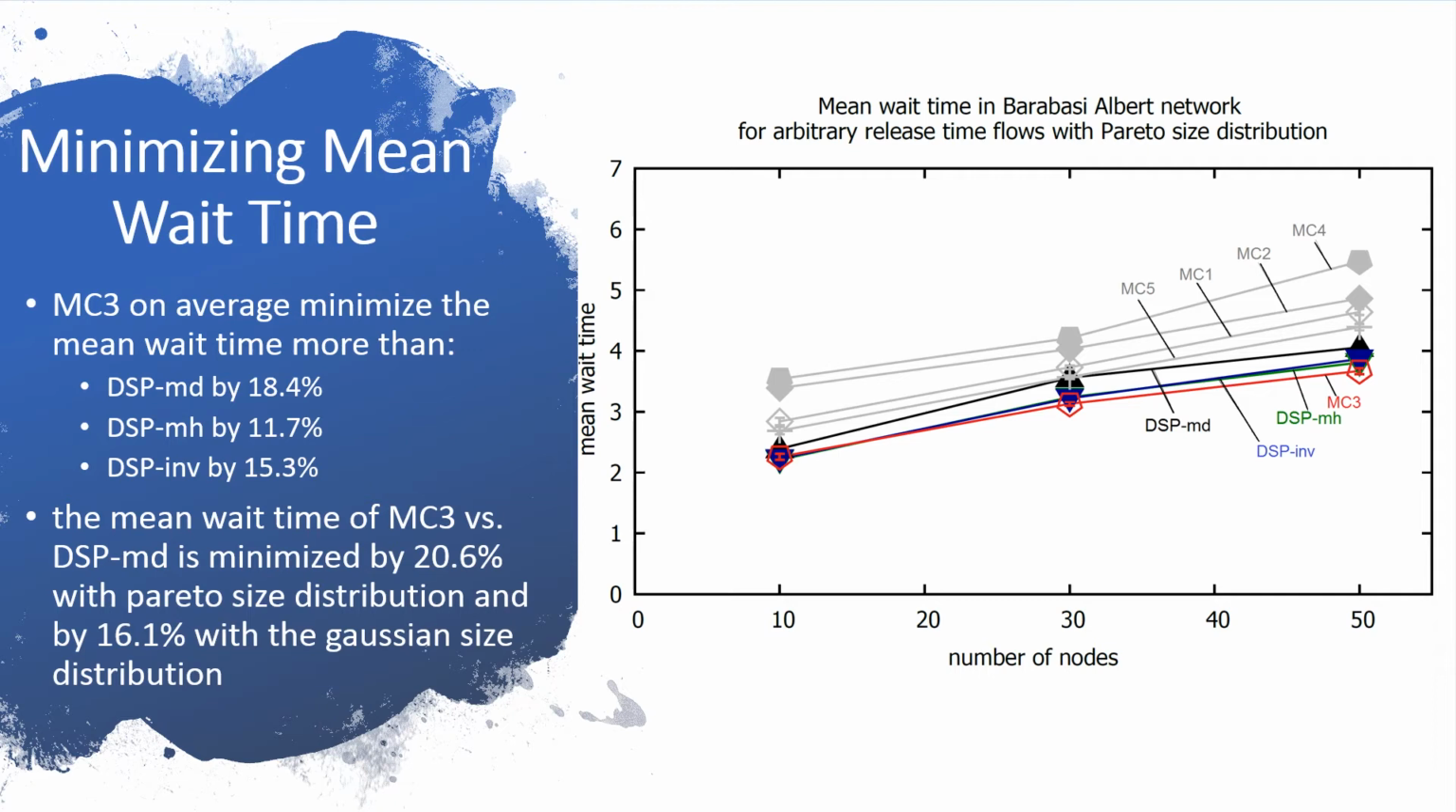Moreover, we have found that the mean wait time is minimized with flows with Pareto size distribution more than flows with Gaussian size distribution by 20.6% and 16.1%. However, the other variations, MC1, MC2, MC4, and MC5, have increased the mean wait time over all DSPs on average by 16.4%. As an illustration, we give an example for routing in BA network with arbitrary release time, flows with Pareto size distribution.